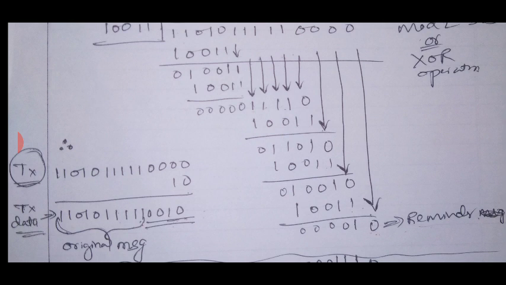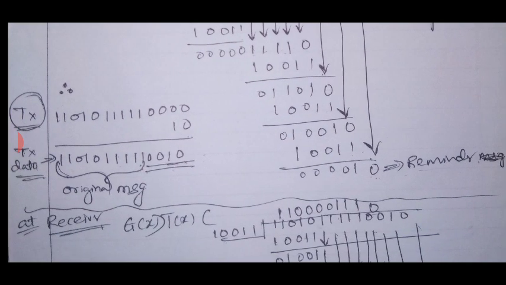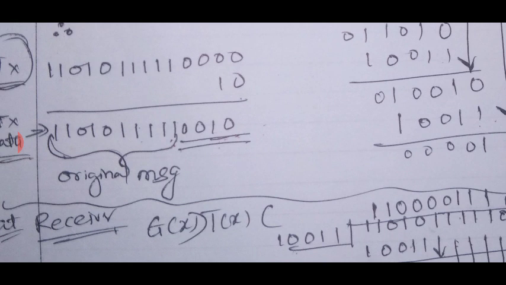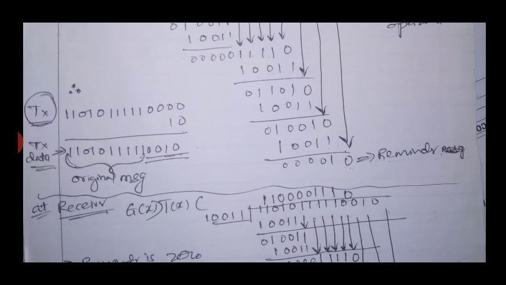You need to do XOR operation. After this, whatever data you get here is the transmitted data. The original message is this one. For this original message we have added the CRC code. You will get the CRC code after the XOR division operation.